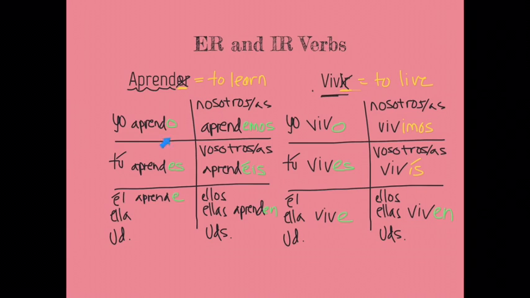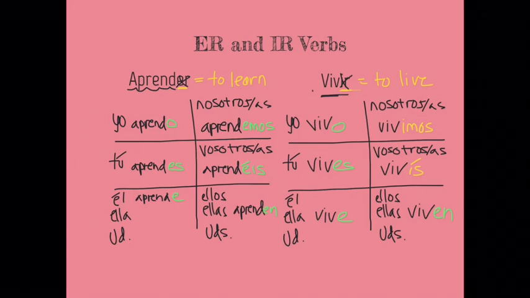So again, the green ones are the ones they have in common, but then in IR, the nosotros and vosotros are distinctly different. So again, we just need to memorize that these endings go with these conjugations. Conjugating is important so that we can be able to say exactly what we mean, who's doing an action, and when that action is happening.